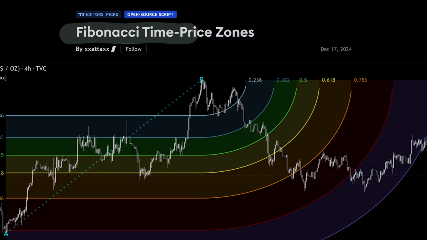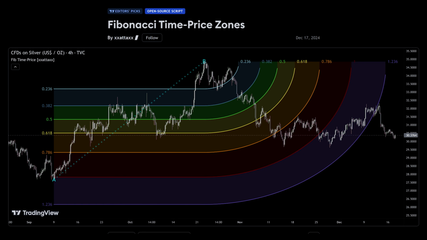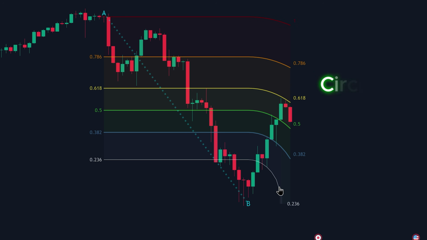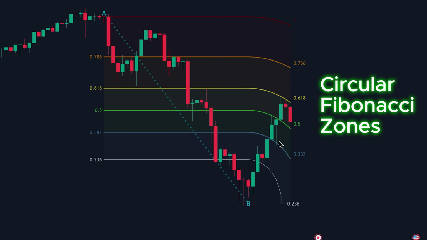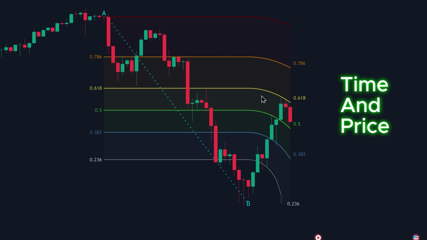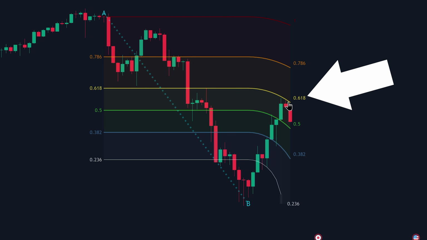Let me show you how the Fibonacci time price zones indicator makes trading easier and more effective. The curved lines you see on the chart are circular Fibonacci zones. They combine time and price to show areas where the price might reverse. In this chart, the price has retraced up from point B and is now testing the 0.618 Fibonacci level.